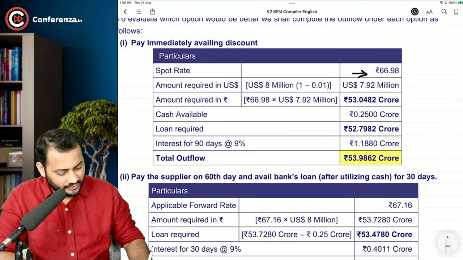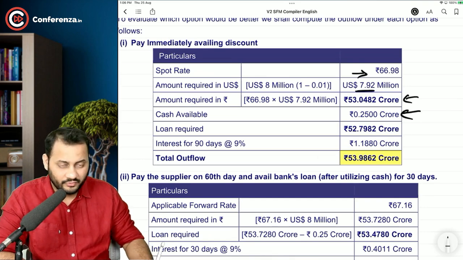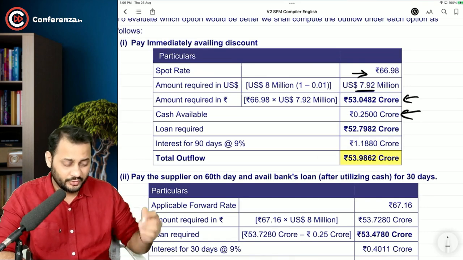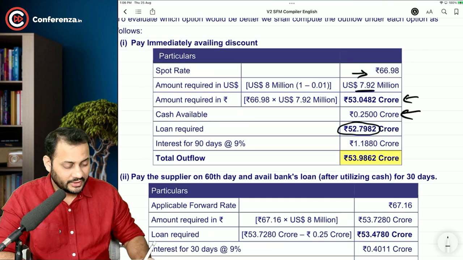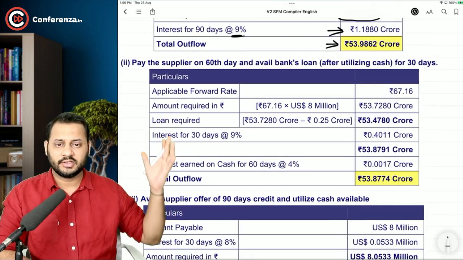So this is the spot rate applicable. This is the amount payable after discount comes to this much of the amount required. We already have 25 lakh which we have used. So this, we will take the loan for 90 days of this much amount. The interest comes to this at 9% and the total outflow. This is again the same thing.